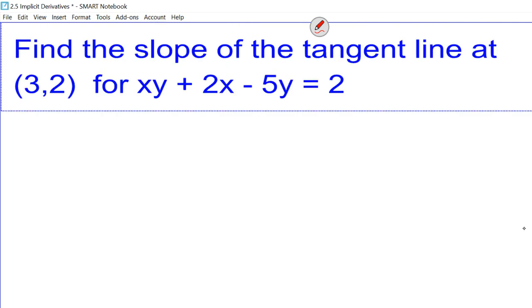So again, going forward, they're just going to have to give you a point if they ask you to plug in a number. So now this one, it says find the slope of the tangent line at 3, 2. So this one's a specific point. For xy plus 2x minus 5y equals 2. So I want you to try this one out. Another little product rule here again. This one then has to find the slope of the tangent line at 3, 2. We have to plug in 3 very nicely. Slope of the tangent line is asking you for the derivative. Y prime.